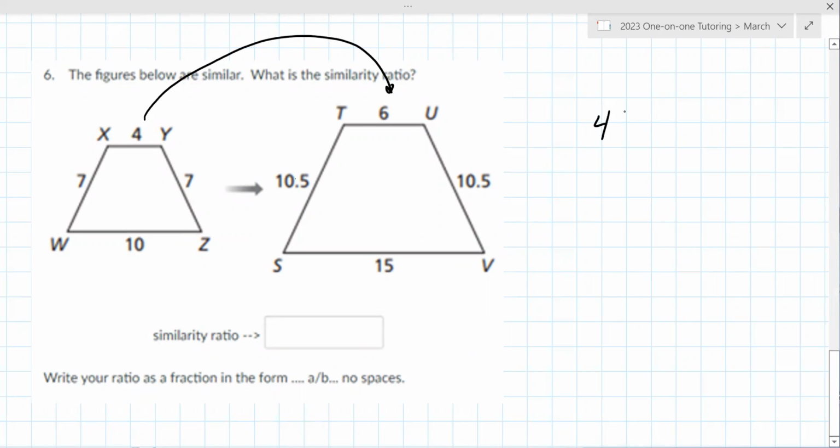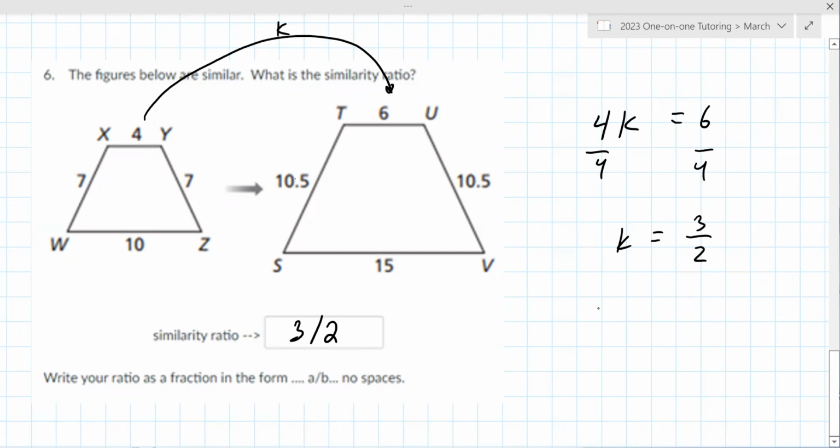Just like the previous problems, 4 times k equals 6. K is that similarity ratio. Divide by 4. Divide by 4. K equals 3 divided by 2. And then we hope that it works for the others.